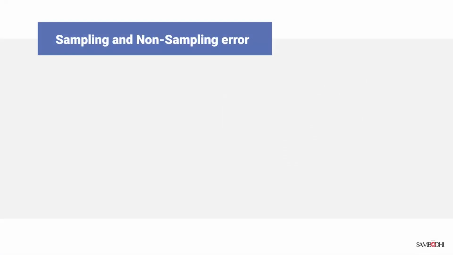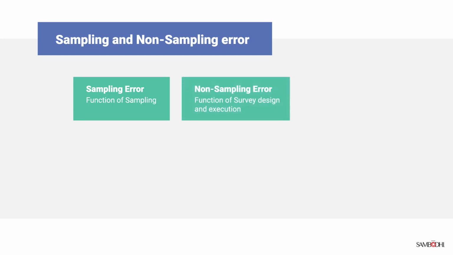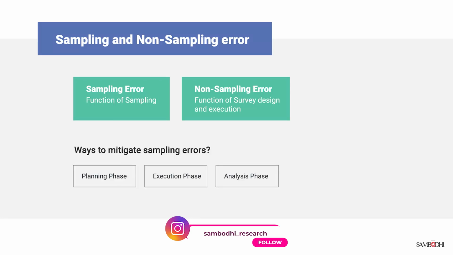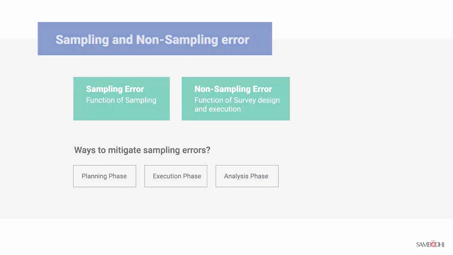Something called the sampling and non-sampling error. A sampling error occurs when a researcher chooses a sample which is not representative of the population. On the other hand, non-sampling error refers to errors other than the sampling, such as error in the estimation. There are ways to mitigate such sampling errors, which include analyzing the sample in the planning phase, execution phase, as well as the analysis phase.